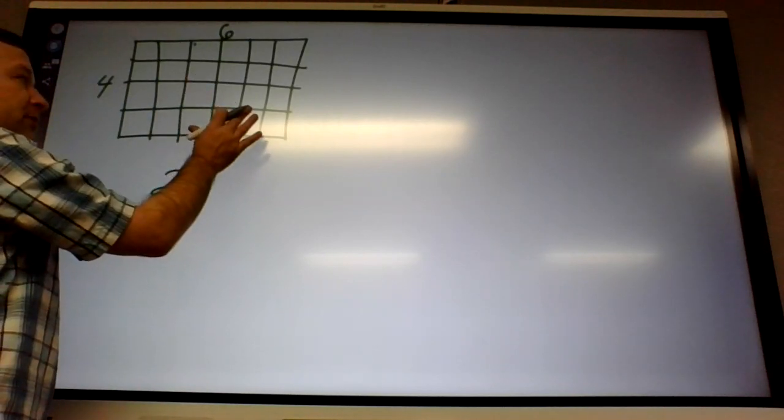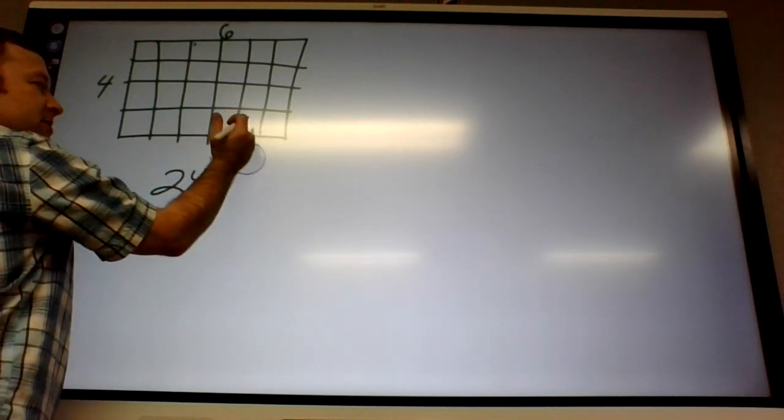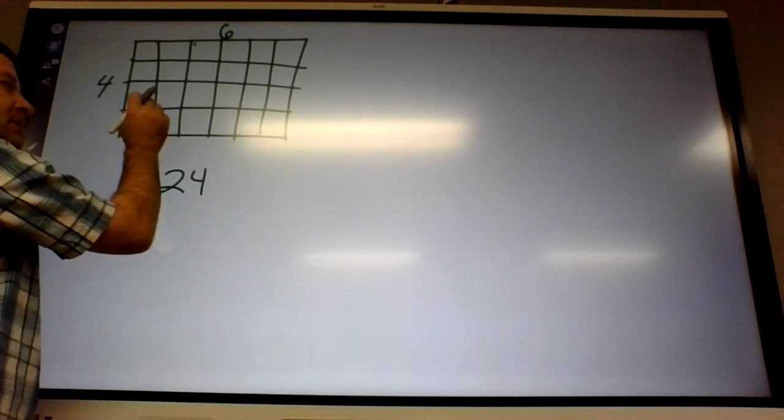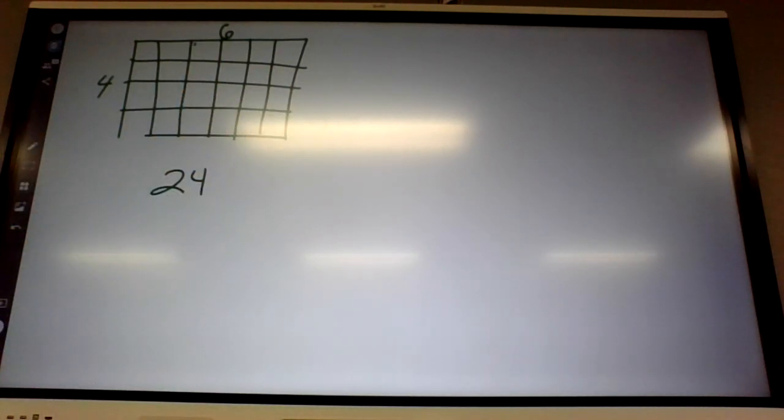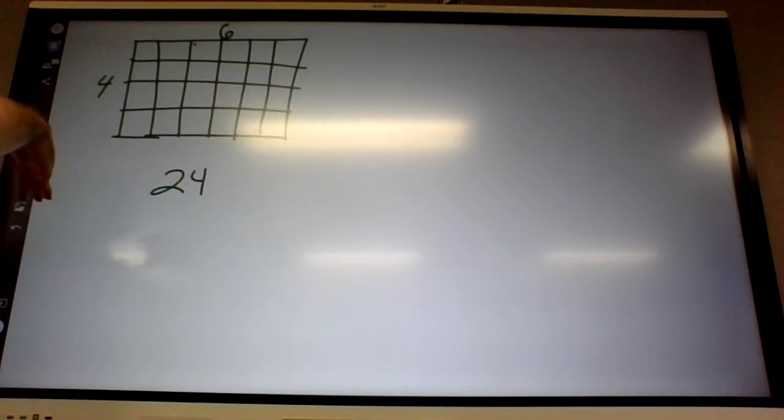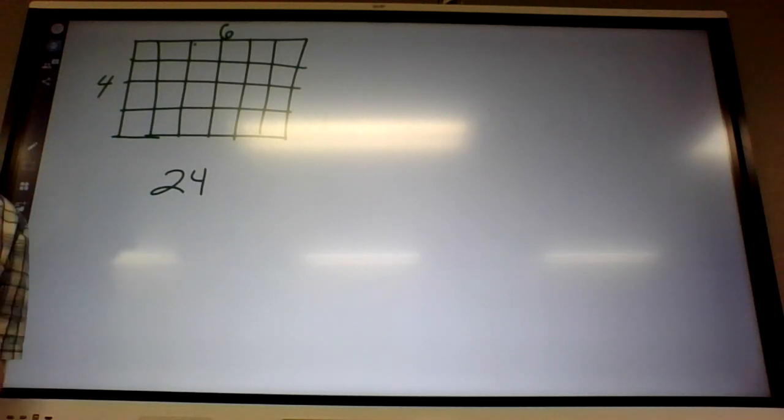This is also how you find area. Area is measuring the size of a 2-dimensional space, a flat surface, using square units. What do I mean by square units? Well, it could be square inches. This is bigger than a square inch, but how would you measure the size of your house? Square feet. The size of this room would be square feet.